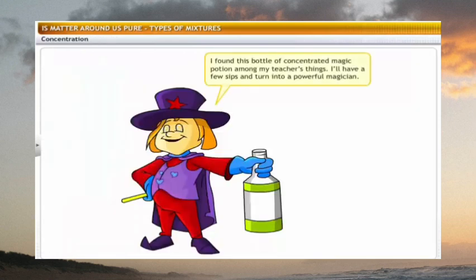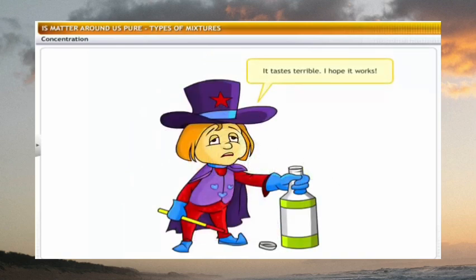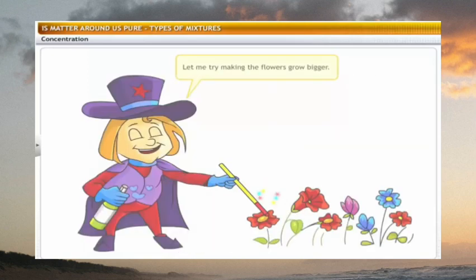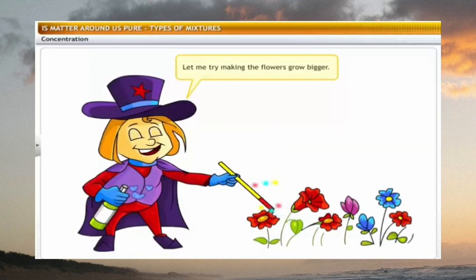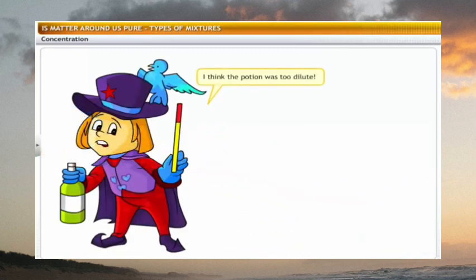I found this bottle of concentrated magic potion among my teacher's things. I'll have a few sips and turn into a powerful magician. It tastes terrible. I hope it works. Let me try making the flowers grow bigger. I think the potion was too dilute.